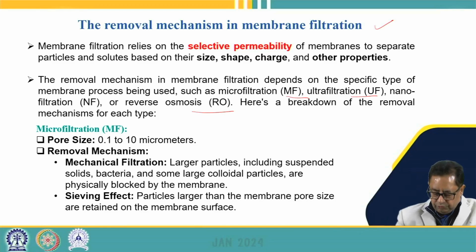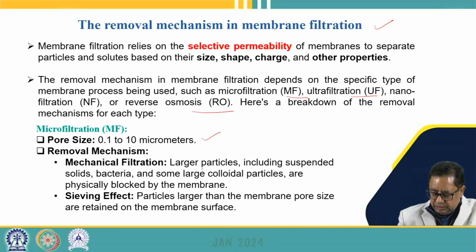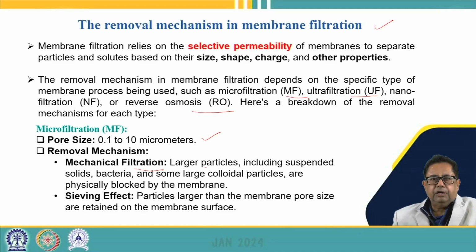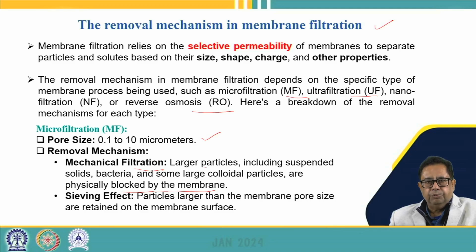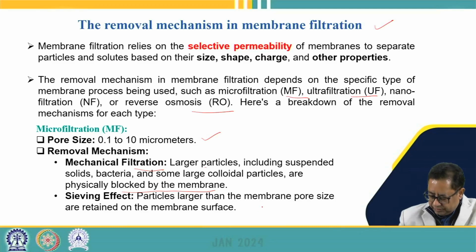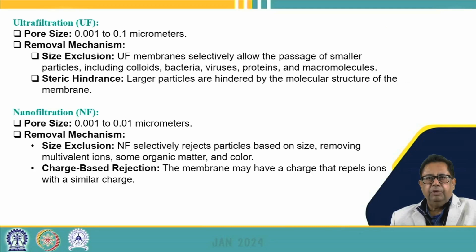For example, when we talk about microfiltration, the pore size is nearly 0.1 to 10 micrometers. Here the mechanical filtration is the process used for the removal mechanism, right? The larger particles, for example suspended particles, bacteria or larger flocculated particles, are physically blocked by the membrane, while the particles smaller than the pore size of the microfilter can pass through the membrane. Similarly, sieving effects also take place here. That is, the smaller particles pass through the membrane, whereas the larger particles are retained on the membrane surface.